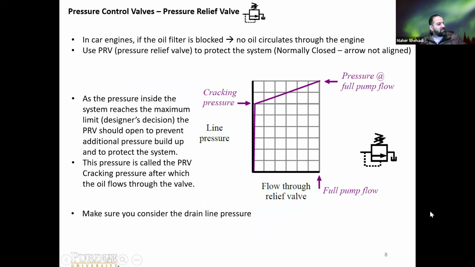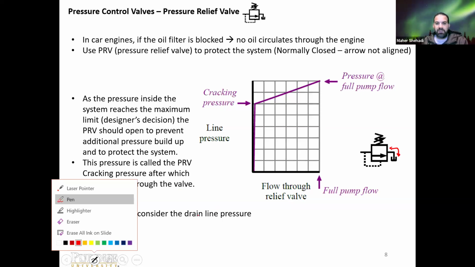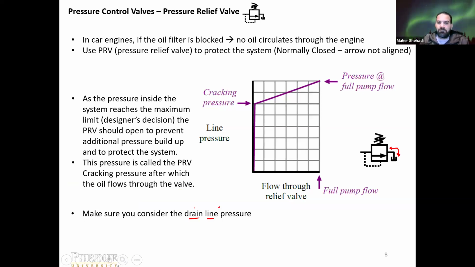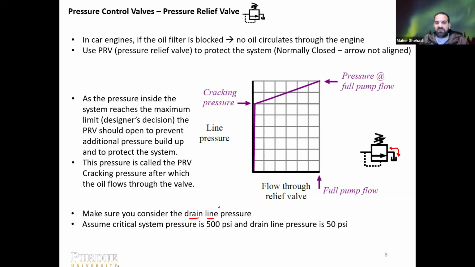One more note to add is that usually you have the PRV and then you have this line, and we have to consider the pressure drop across this line, which is called the drain line. So let's assume that the critical system pressure, where the system would explode, is 500 psi. And then you have the drain line. The pressure drop inside the drain line is 50 psi.